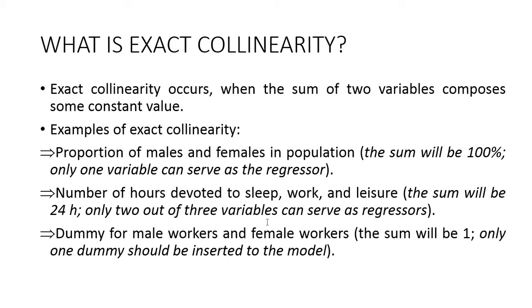So in this case, you will deal with exact collinearity, and actually that's why I mentioned that the number of dummy variables inserted to the model should be smaller than the number of categories. Because if you design a dummy for each category, for instance, like in this case, male workers and female workers, you will deal with exact collinearity. So now you know why the number of dummies should be smaller than the number of categories.